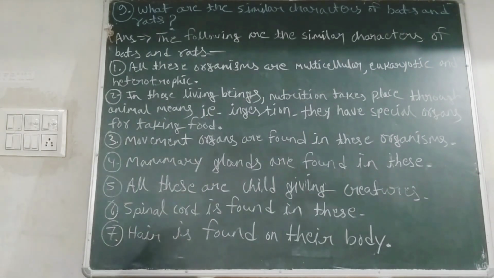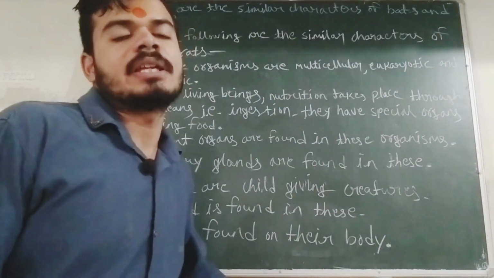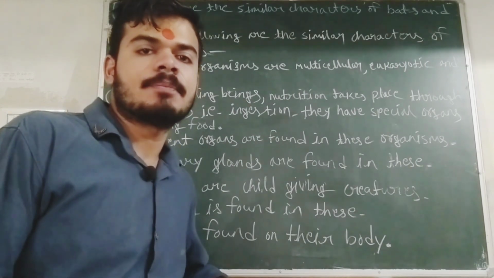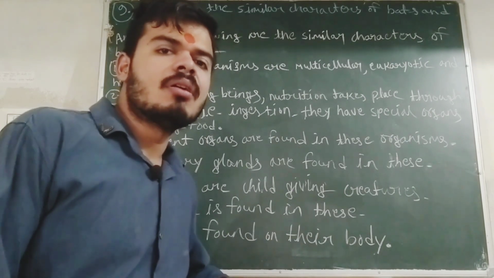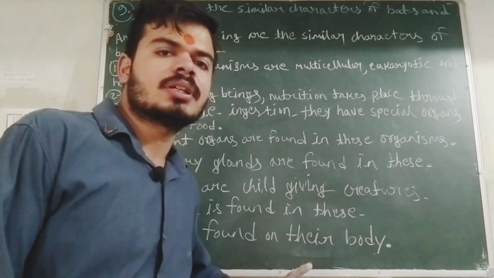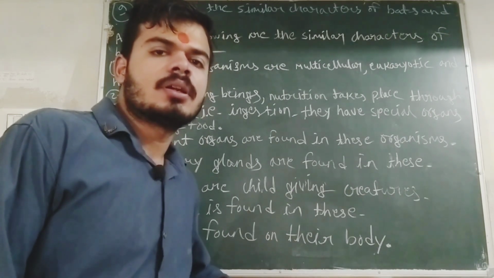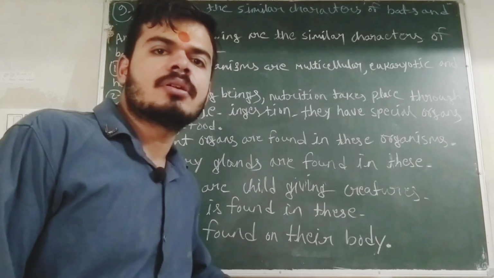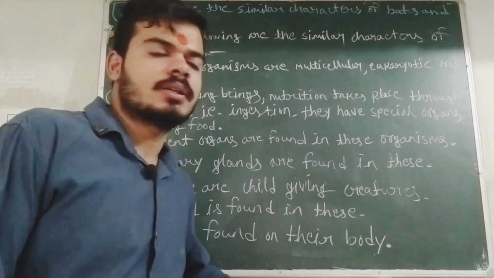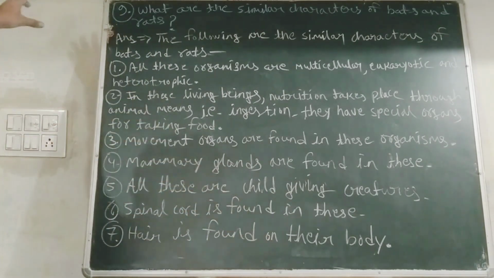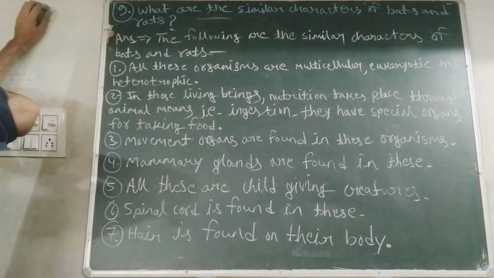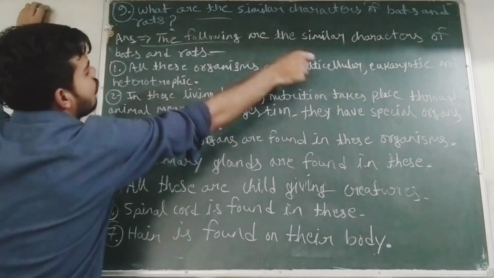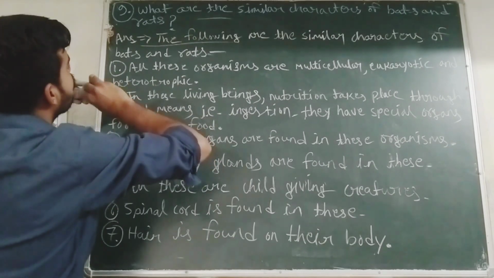Students, when we were studying the lesson, we answered all the questions. Only one question is left which wasn't answered. This is question 9. Question 9 is, what are the similar characters of bats and rats? The following are the similar characters of bats and rats.